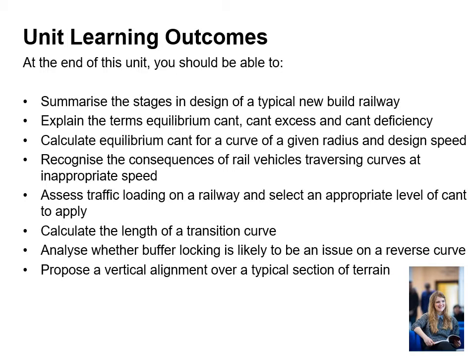So at the end of this unit, you should be able to summarise the stages in the design of a typical new build railway, explain the terms equilibrium Cant, Cant excess and Cant deficiency, calculate equilibrium Cant for a curve of a given radius and design speed, recognise the consequences of rail vehicles travelling curves at inappropriate speeds, assess traffic loading, calculate the length of a transition curve, analyse whether buffer locking is going to be an issue, and propose vertical alignments over a typical section of terrain.